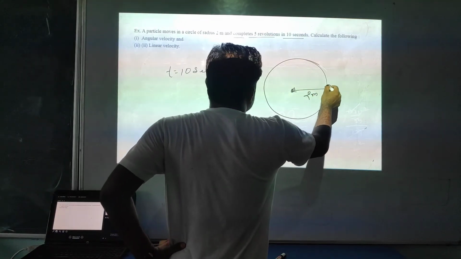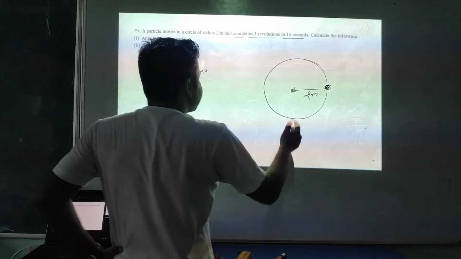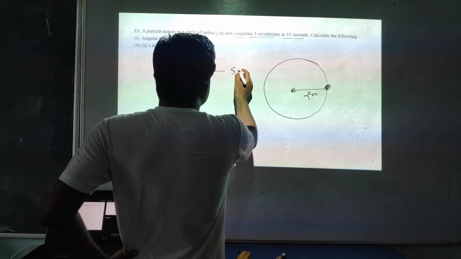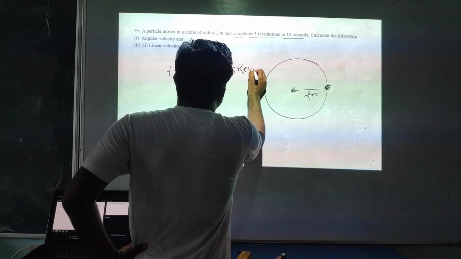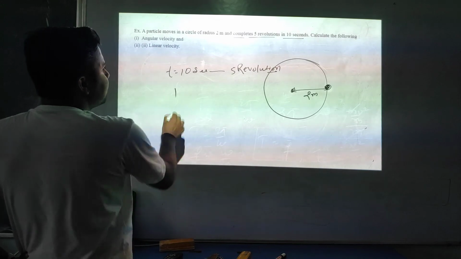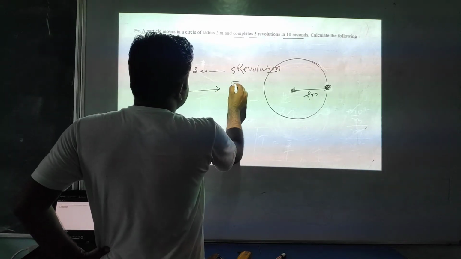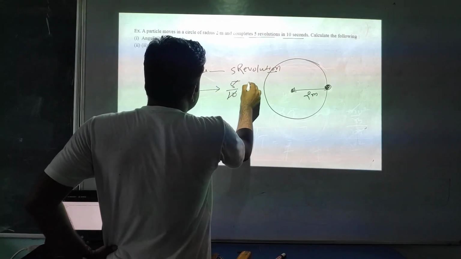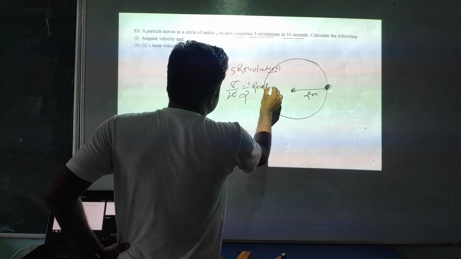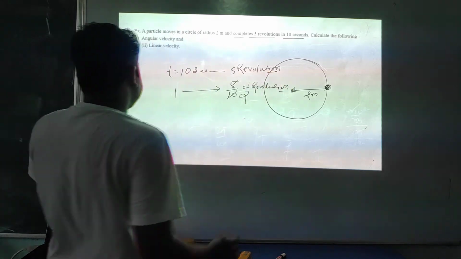Like if the particle is starting from here, in 10 seconds how many revolutions is it completing? 5 revolutions. So in 1 second how much? 5 by 10, or you can write half a revolution. Half a revolution it will complete.